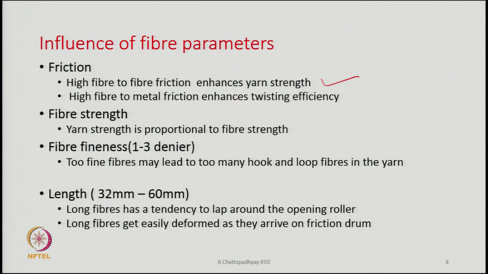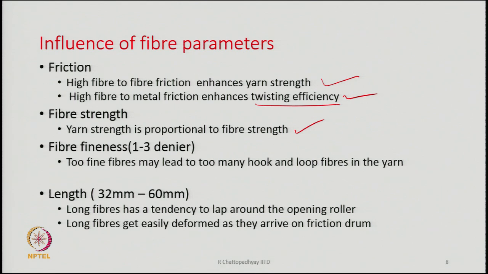High fiber to metal friction enhances twist efficiency, that is, slippage will be less if fiber to metal friction is more. Fiber strength will always increase the yarn strength. It is true for any yarn spinning technology.